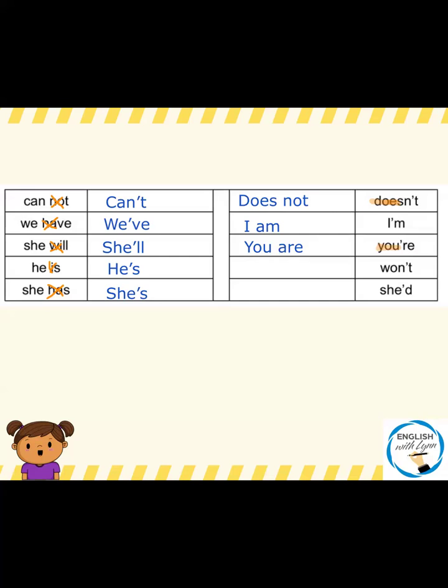Now, the won't is one of those tricky ones where the letters have changed, and it isn't wo not, because that doesn't make any sense. It's not a real word. So what we are contracting to make won't is will not. Okay, because if you say wilt, it sounds a bit weird. So won't is will not.